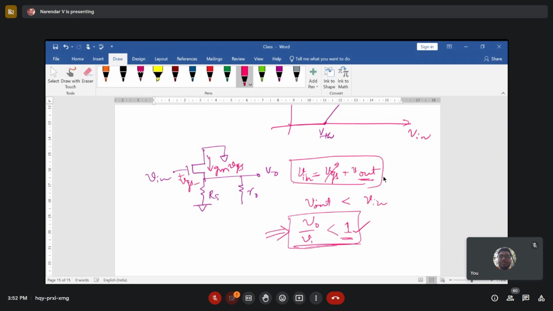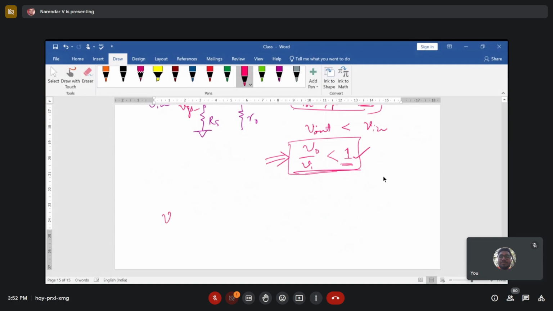And why we call it common drain is that we are taking the output at the source of your configuration, and we can write the V output expression for a small signal model: V out is Rs in parallel with R naught into Gm times VGS, that you can see. Okay. Now V out, which is Rs parallel with R naught into Gm.